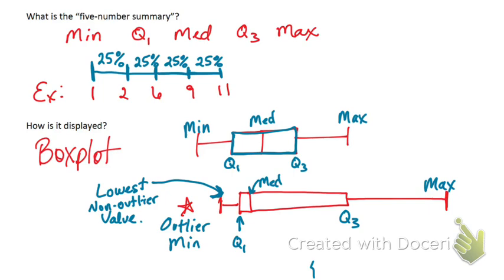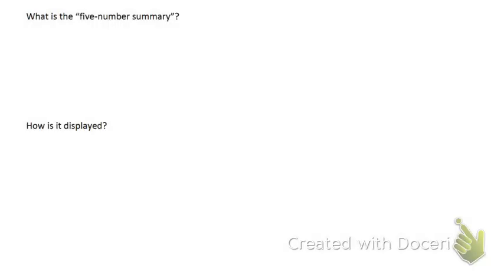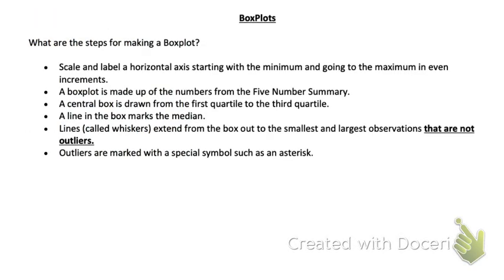Box plots. How do you make a box plot? Here it is. You're going to scale and label the horizontal axis, starting with the minimum number and going to the maximum number in even increments. So you make the scale first, then you start drawing the box. I know I didn't make a scale on my box, but that's fine. You'll see it later.